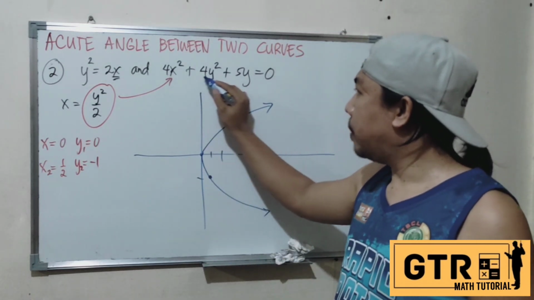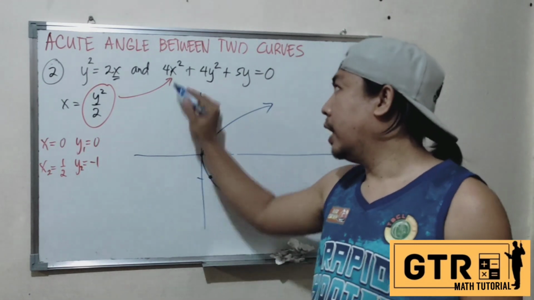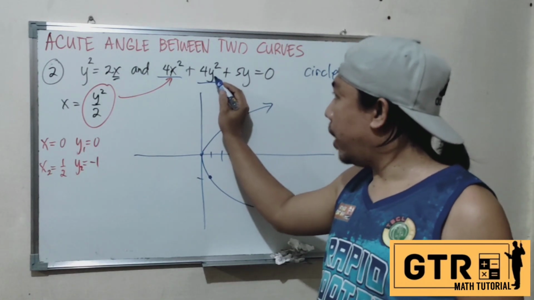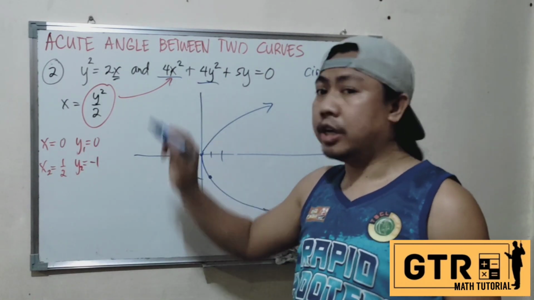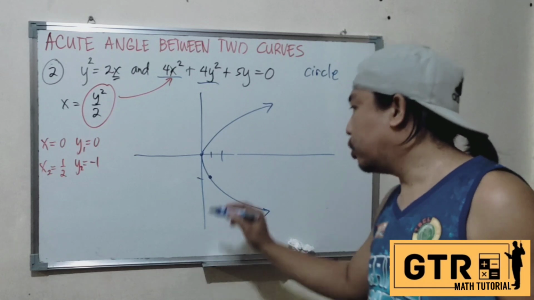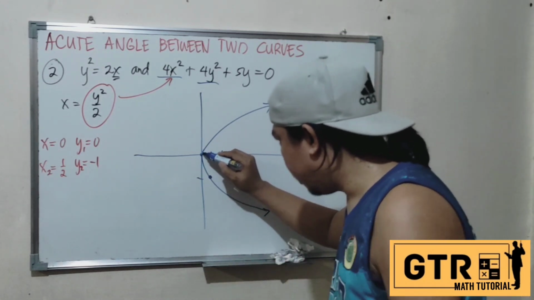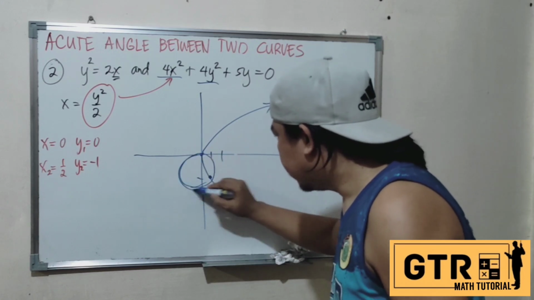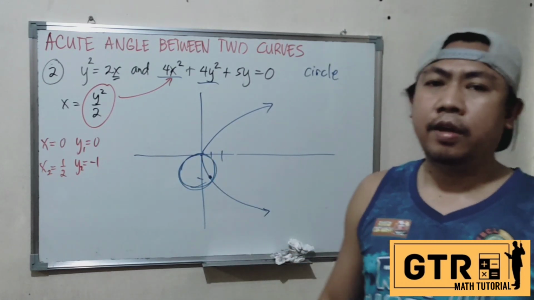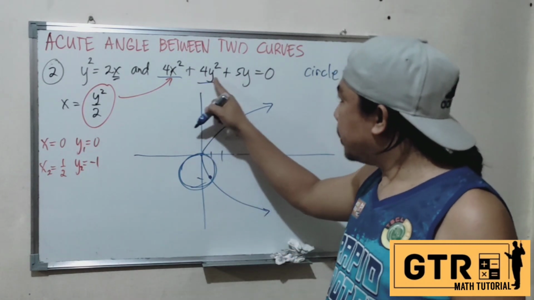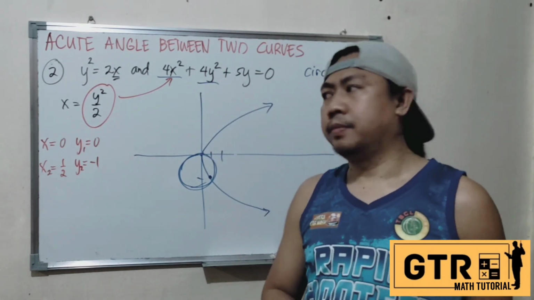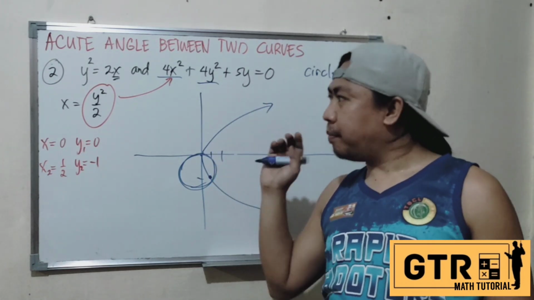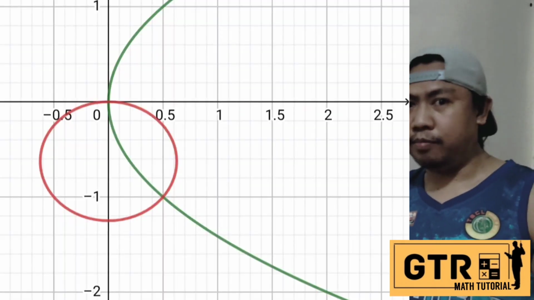The graph of 4x squared plus 4y squared plus 5y equals 0 is a circle, because we have y squared and x squared and their coefficients are equal, both 4. So approximately this is the graph of 4x squared plus 4y squared plus 5y equals 0. This is the original, the exact graph, using GeoGebra.